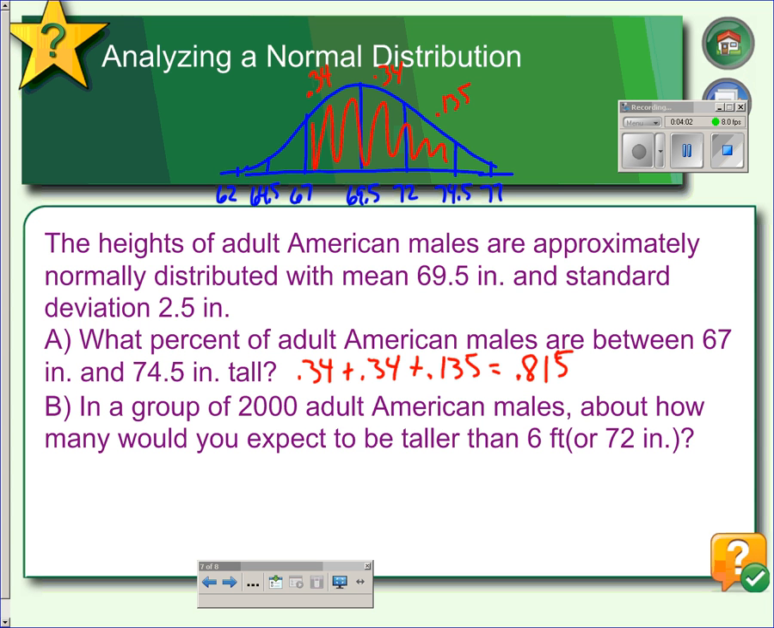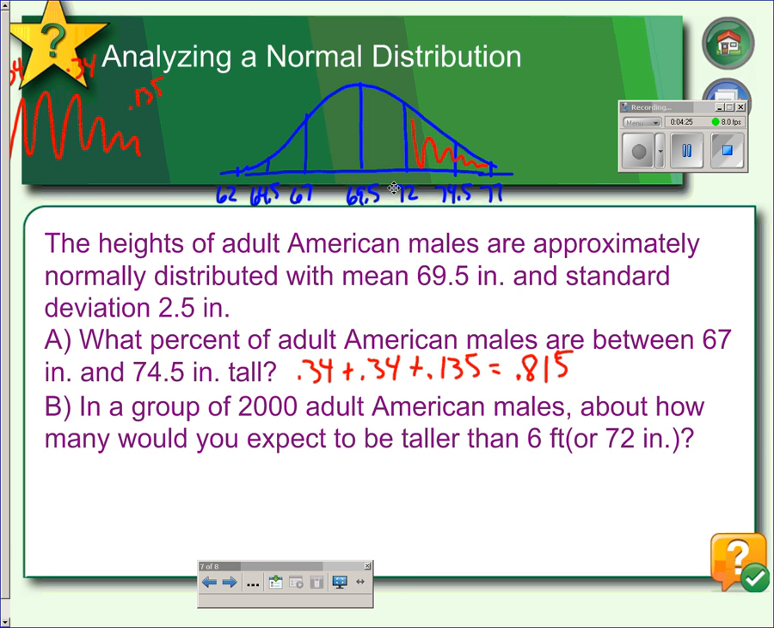So 81.5% of adult American males are between 67 and 74.5 inches tall. So next question, in a group of 2,000 adult American males, about how many would you expect to be taller than 6 feet? So we're talking about this region.